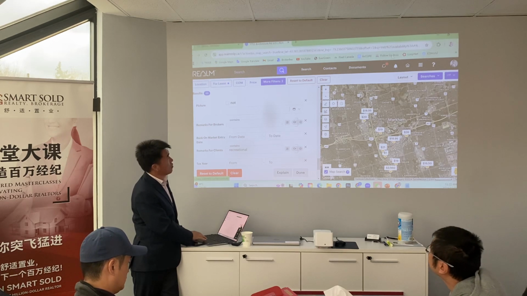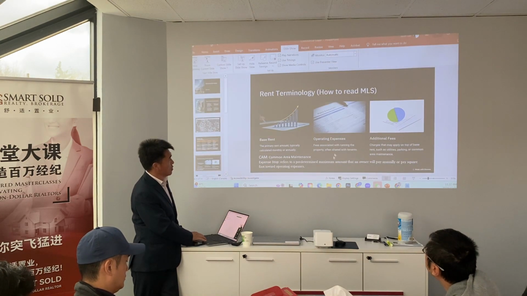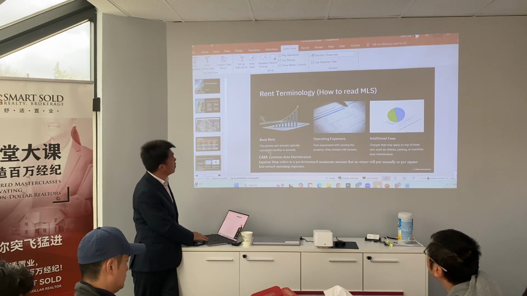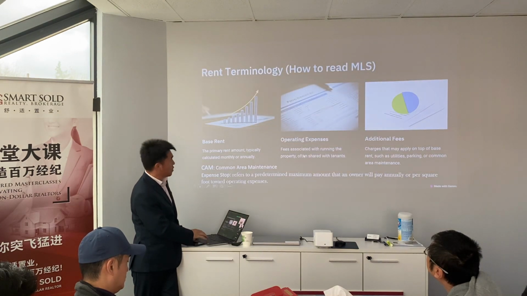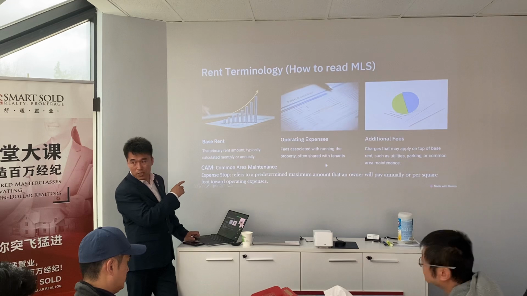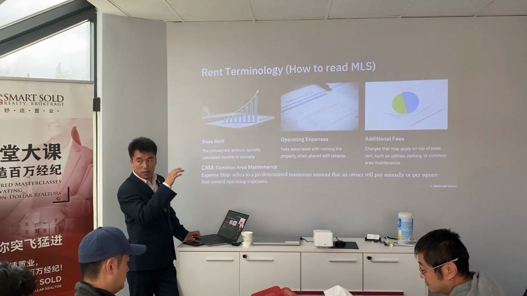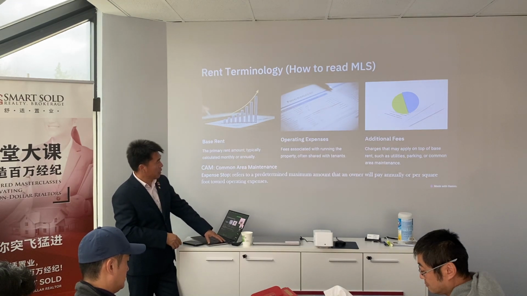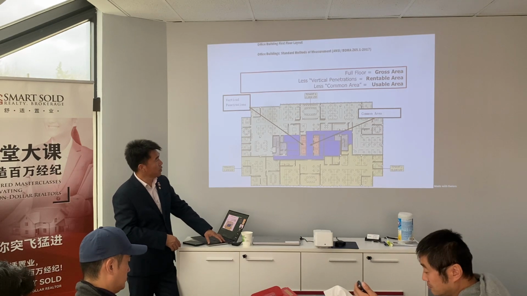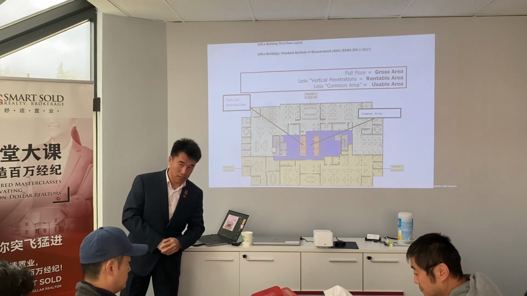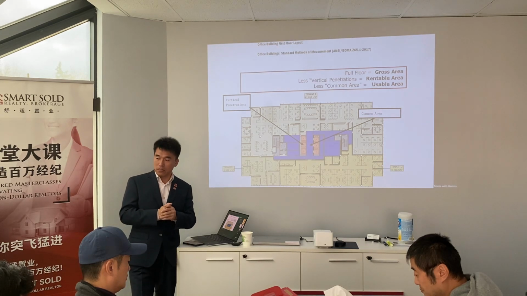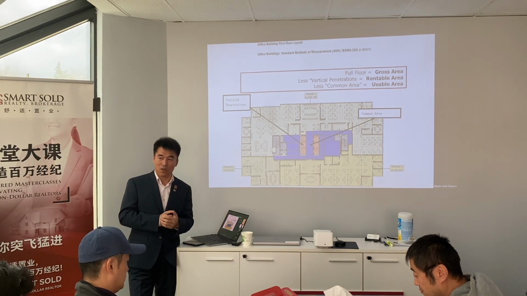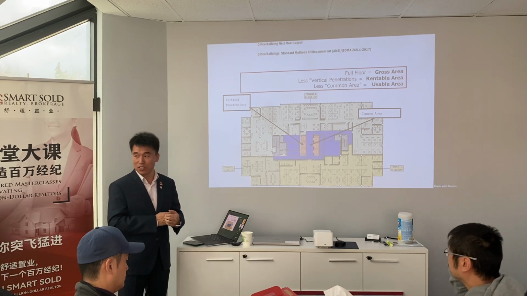Let's go back to our PowerPoint. Okay, I think we covered most of the terms already. The base rent is normally what we see as the net rent. Operating expense is not too important here. I included this because, as you can see just now, if some price is based on square footage, the square footage is very important. That's directly related to the price you're going to pay, right?